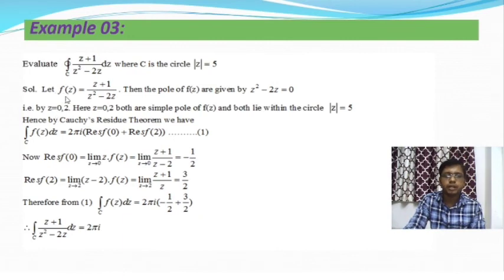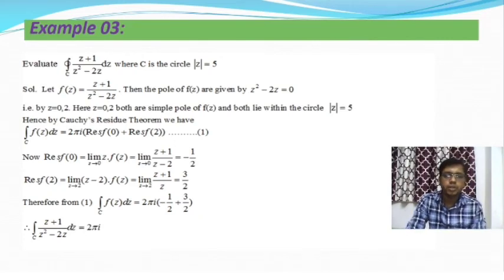So let f(z) = (z + 1)/(z² − 2z), and from this we will get the poles of the function. The poles of the function are 0 and 2. Here 0 and 2 are both simple poles of the function f(z), and both lie within the circle |z| = 5.